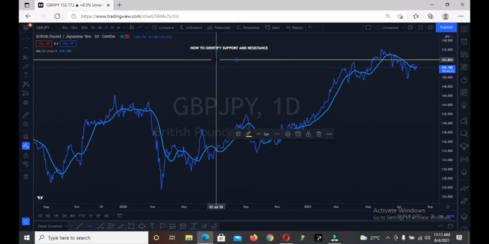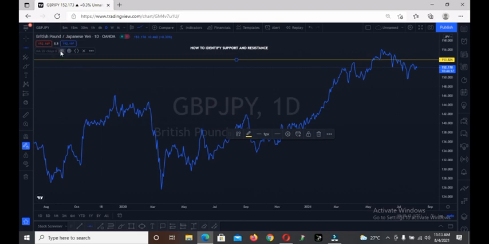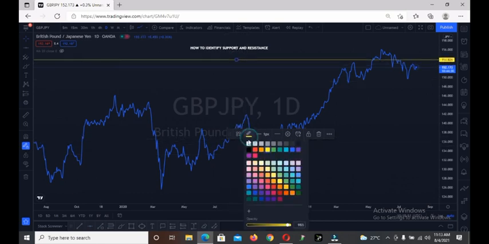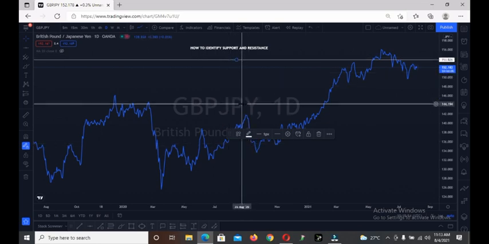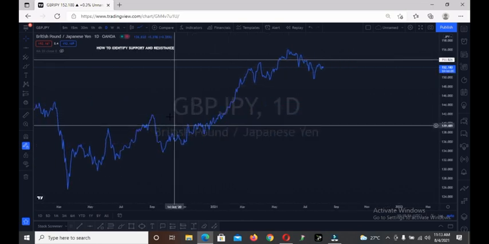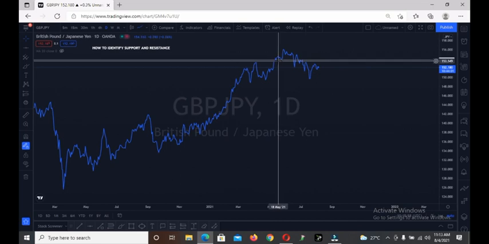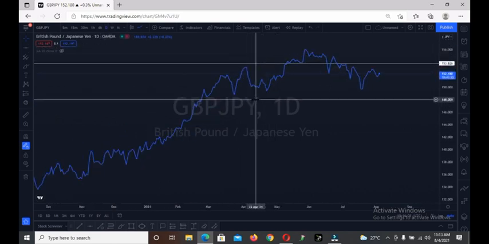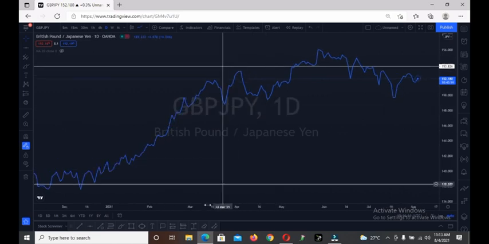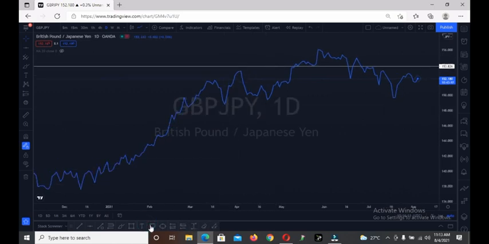So here is a typical example of support and resistance. Let me change this horizontal line to white for more precise entry. So we have changed it to white. You see this very level. Here is a good example of support. Let me increase it. Here is a very good example of support.